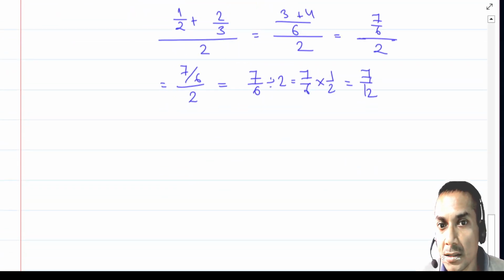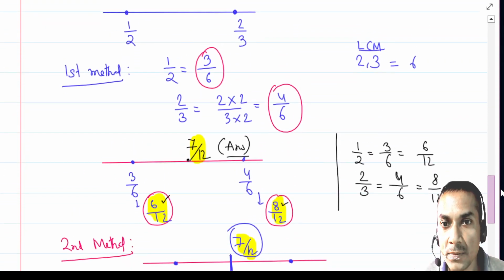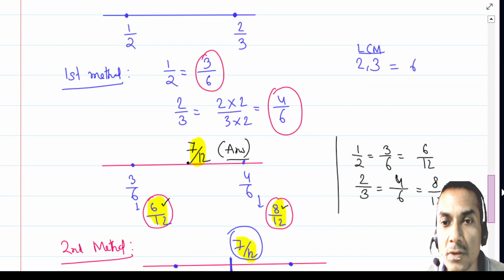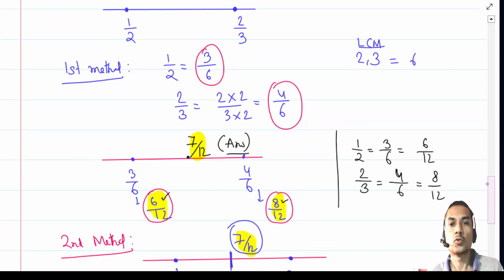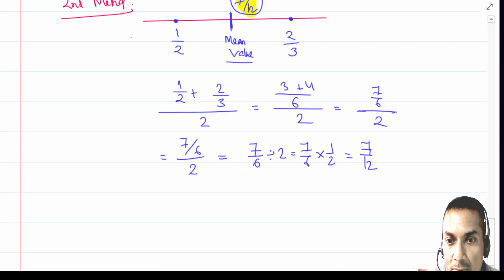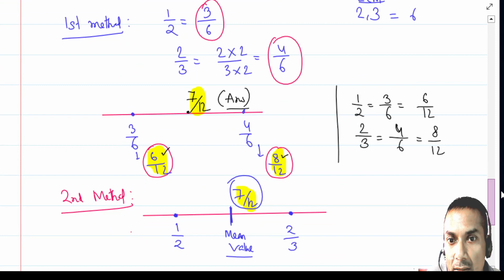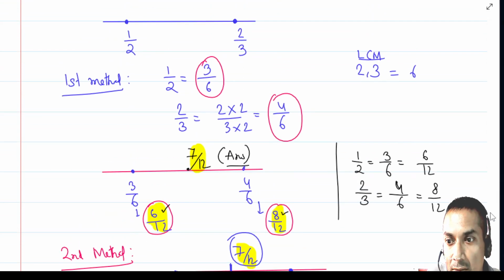But for the same given rational numbers, if the question asks to find more than one value, 2, 3, 4, 5 like that, what method do we follow? We always follow the first method. So let's elaborate the first method. Let's draw one line and locate the two positions, 1/2 and 2/3.